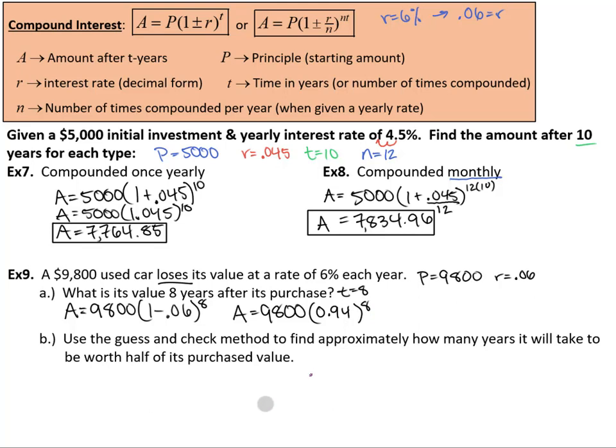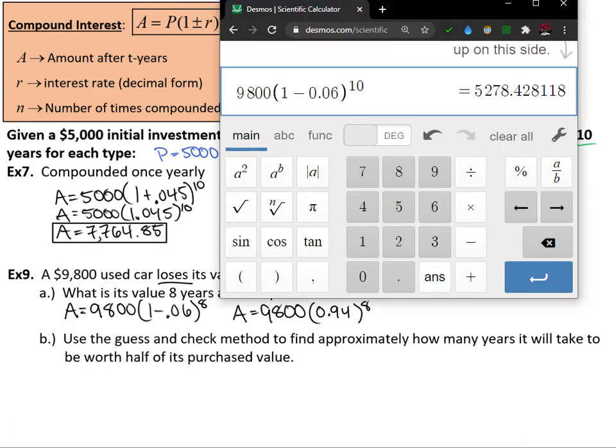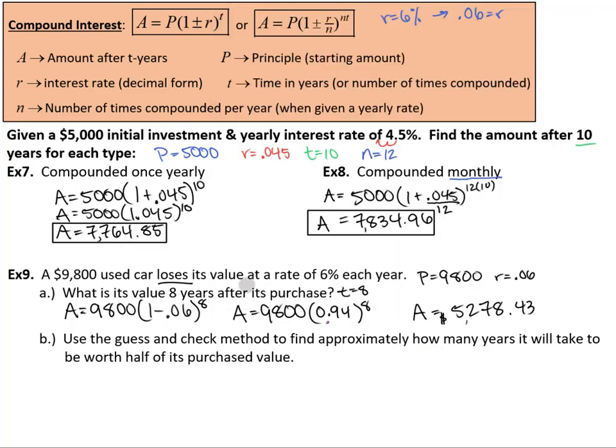And let's go ahead and type that in Desmos. All right, as we can see, I went ahead and left it as the 1 minus 0.06, but you can type in 0.94. And our answer, though, is $5,278 and about 43 cents. We'll round it up and say 43 cents. Okay, there's our answer for part A.